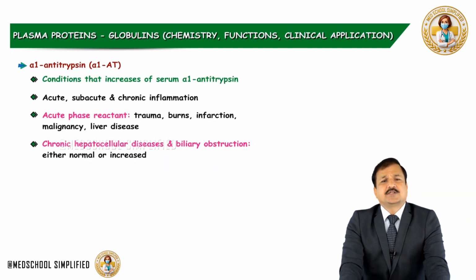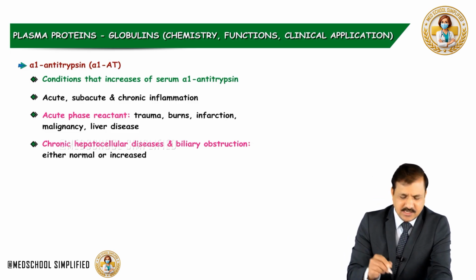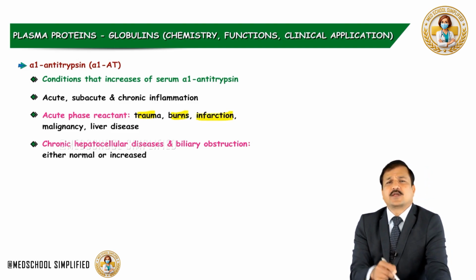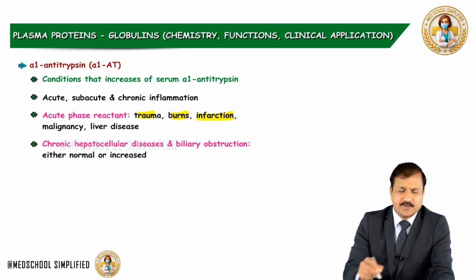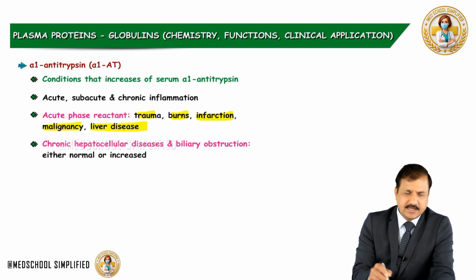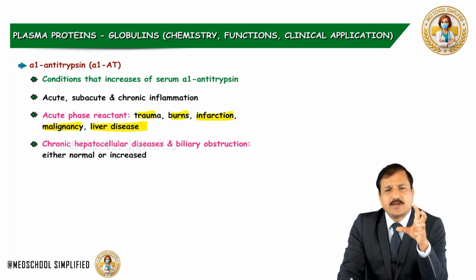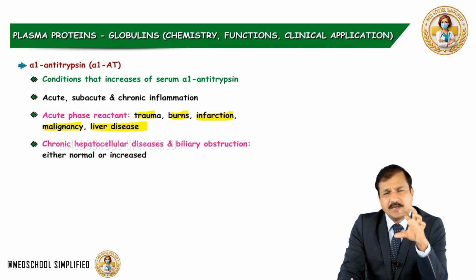Now the conditions that increase serum alpha 1 antitrypsin can be acute, subacute or chronic inflammation, especially because alpha 1 antitrypsin is also considered one of the acute phase reactants. It can also be raised during trauma, burns, infarction, where there is decreased circulation of blood to a particular tissue, or it can be increased in malignancy and some liver diseases.